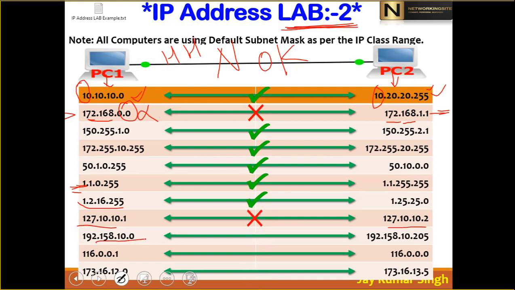This one, 192. No. Okay, why? Because 192.158 with 58, and here is 10.0. So this is wrong because this is class C, and in class C, how many host parts are there? One host part, and you are using 0. So this is a wrong IP address.